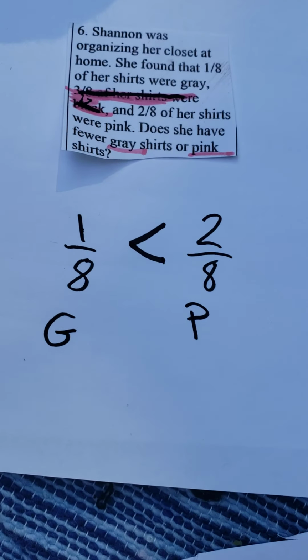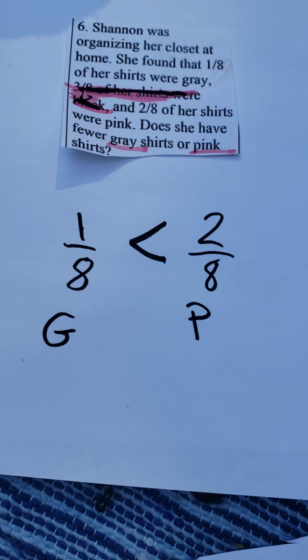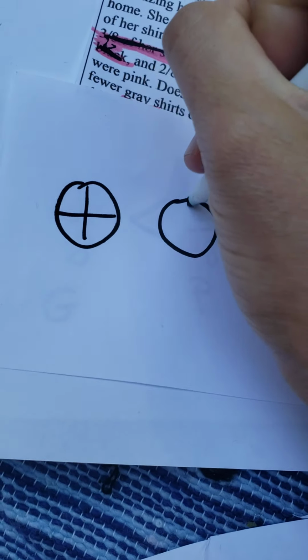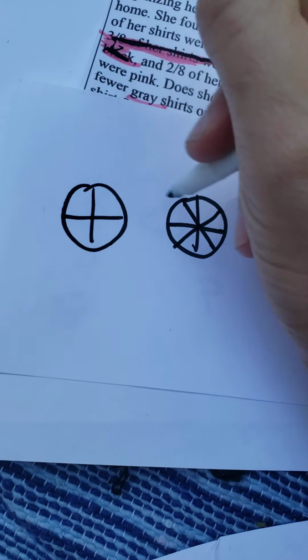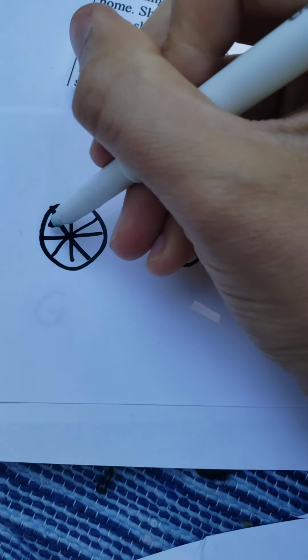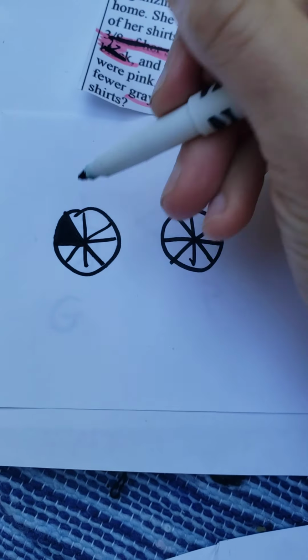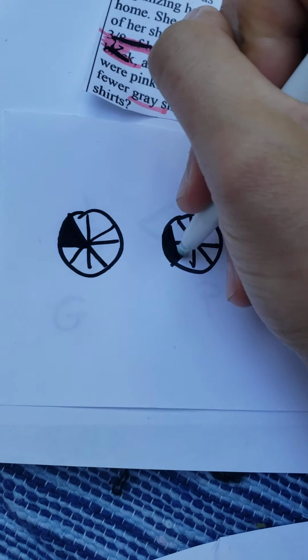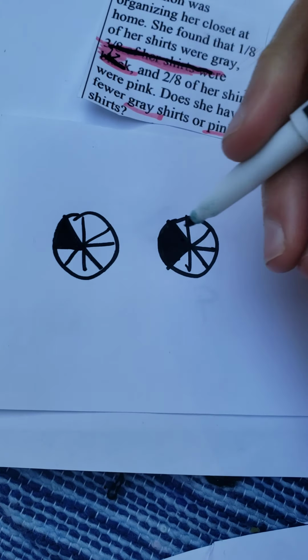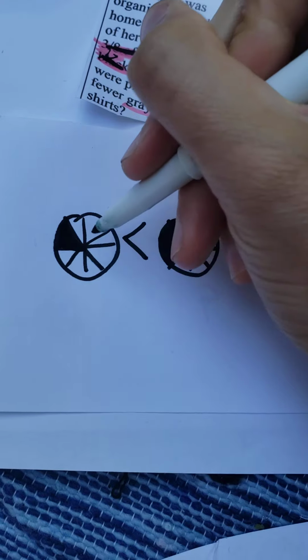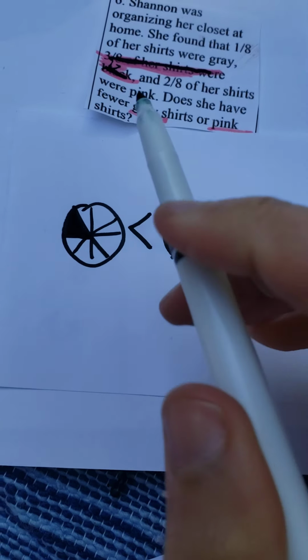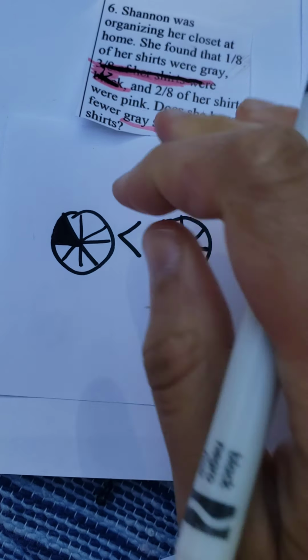Another way to model this would be to use a circular model. 2 circles the same size. We'll cut them into fourths and then eighths. 1/8 is gray. 2/8 are pink. You can see that 2/8 is greater than 1/8. So she actually has less gray shirts.